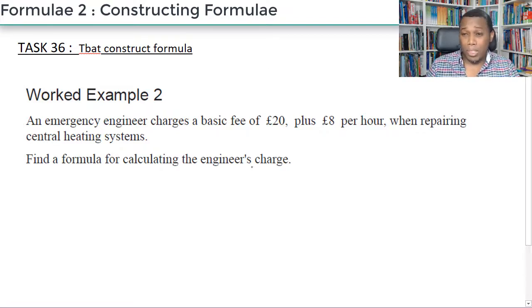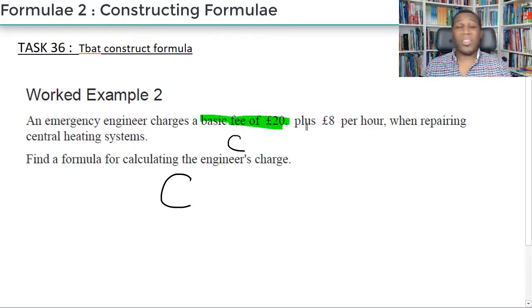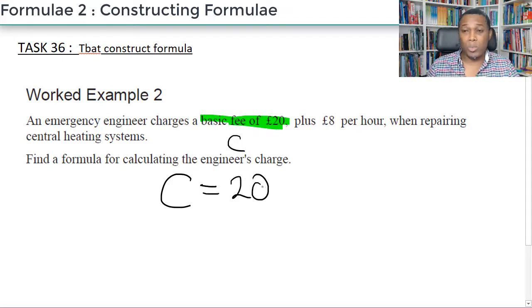Right, so what I would want to have is a C for charge. C is the engineer's charge. And note it has a basic fee of 20. So whether he does anything or not, whether he spends half an hour, 5 hours, 20 hours, he's still going to get that 20 pounds. So that's the basic charge, a fixed amount, which he or she will get regardless of how long they work.